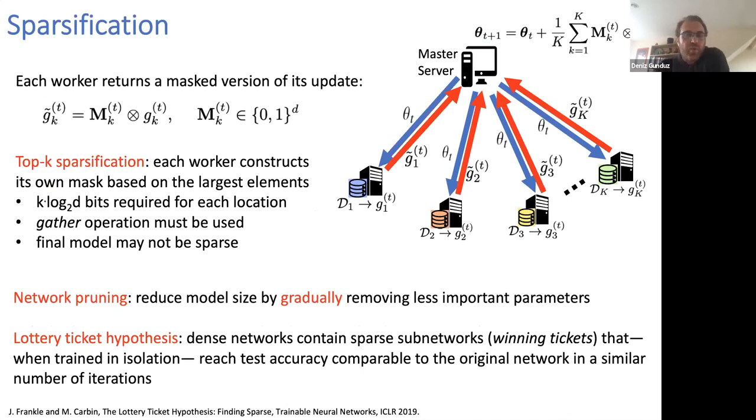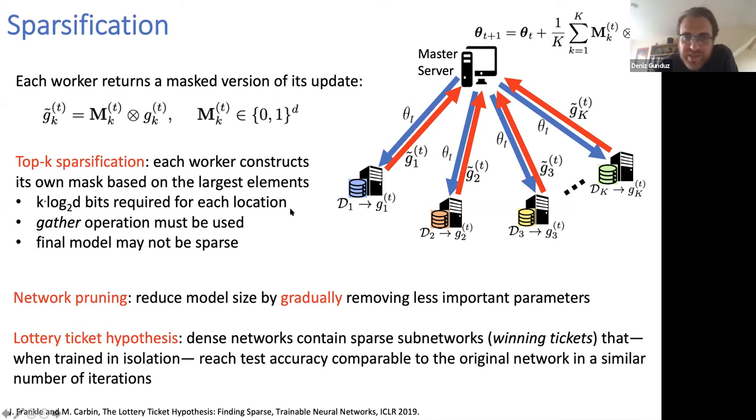Okay, so now we looked at this sparsification approach. The idea here is that each worker returns to the parameter server a masked version of its update. You have a mask, which is just a binary mask, and you multiply element-wise with your local gradient estimate and send that masked version. So you are removing some of the elements.